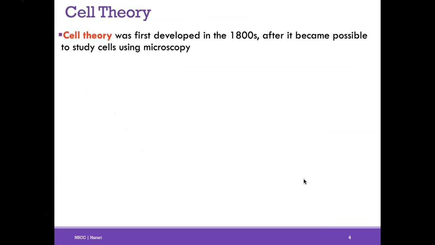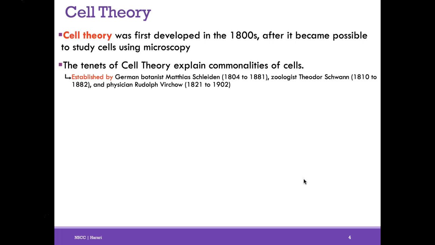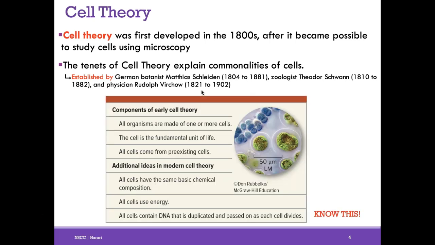So cell theory was first established in the 1800s after it became possible to study cells using microscopy. And the tenets of cell theory explain the commonalities of cells. It was established by a botanist called Schleiden, a zoologist Schwann, and a physician Virchow. So these 3 scientists together came up with cell theory, and it's very important for you to understand the tenets of cell theory. It says that all organisms are made of 1 or more cells. The cell is the fundamental unit of life, and that all cells come from pre-existing cells.